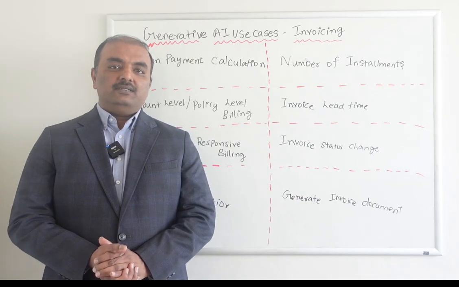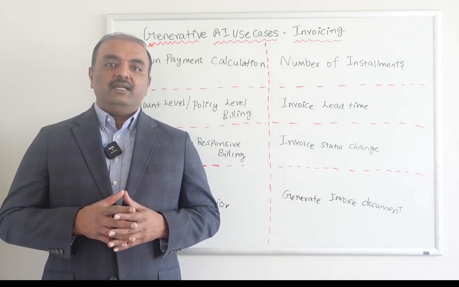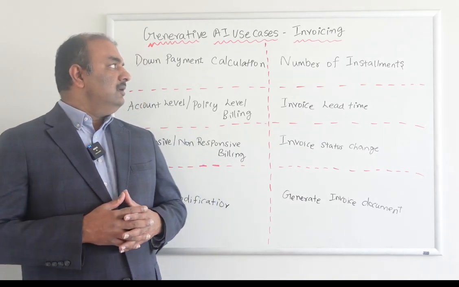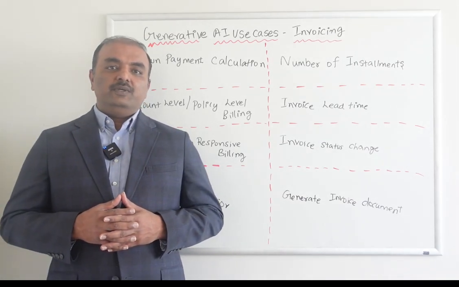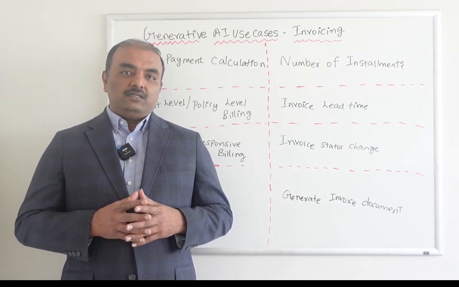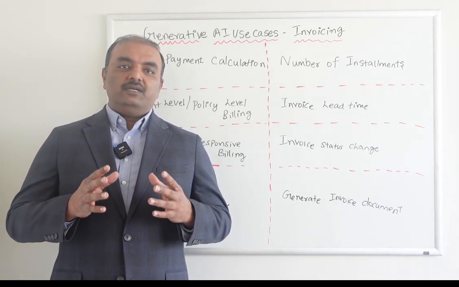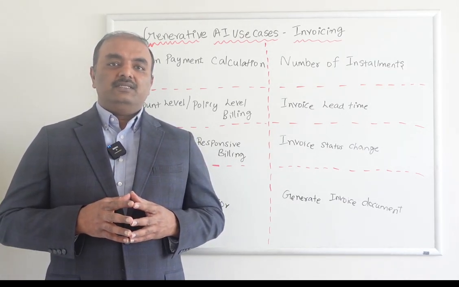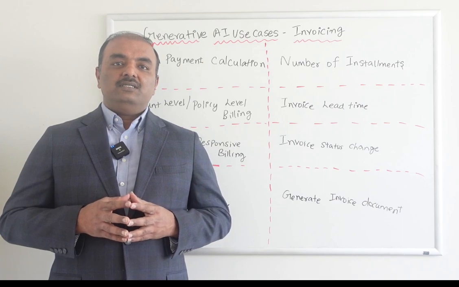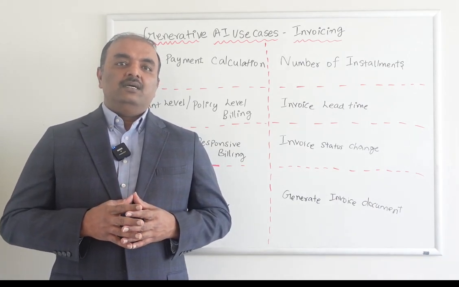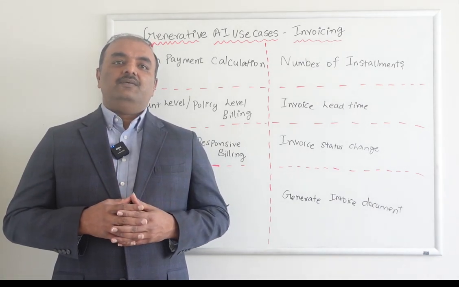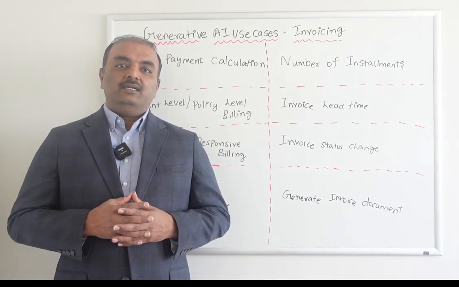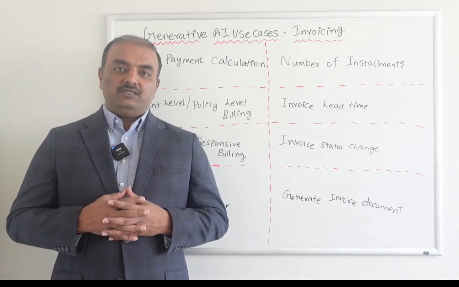Today I'm going to take a session on generative AI use cases in invoicing. So most of you know what invoicing means. Once a policy is issued, it is the responsibility of the billing system to handle the billing process. Invoicing is the first step in the billing process, where the insurance company has to create an invoice and send it to the customer so that the customer can send the payment back to the insurance company.